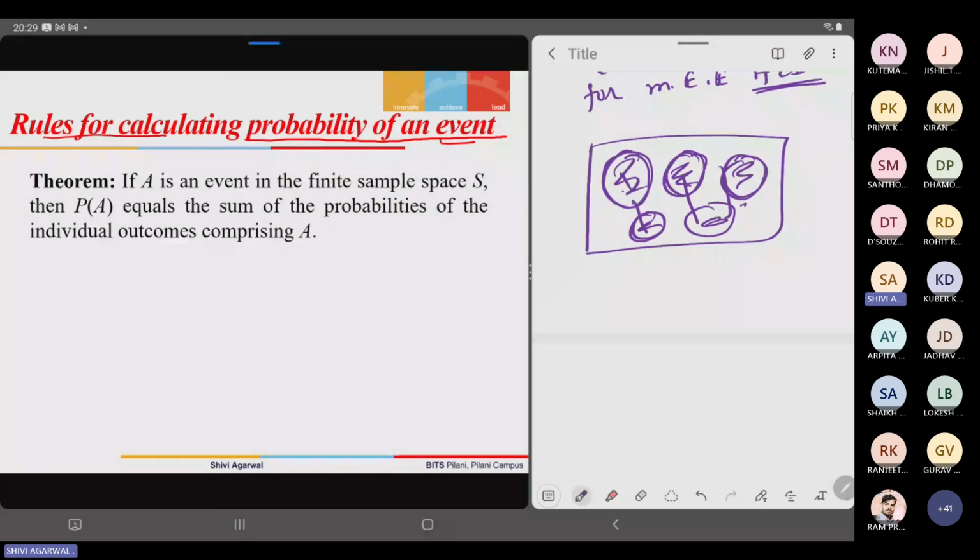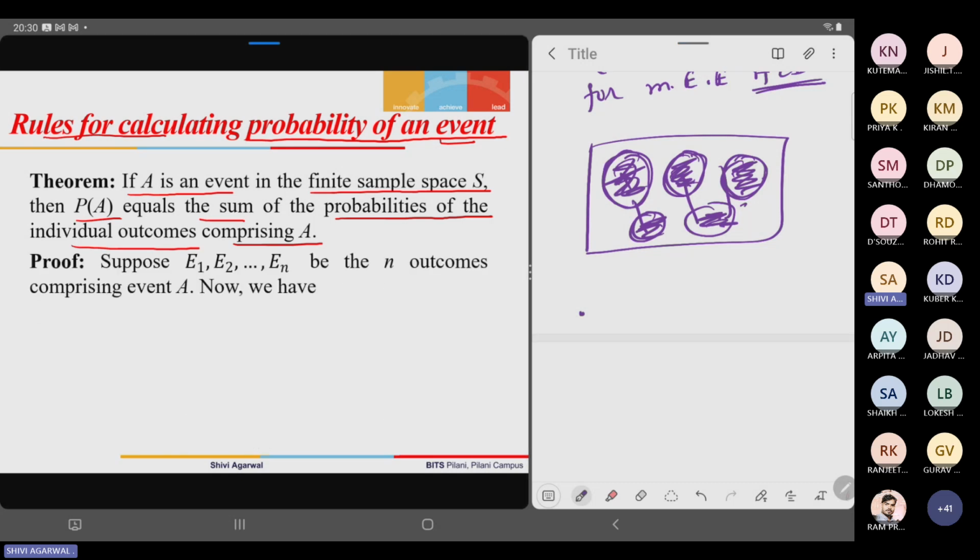It is more important actually. If A is an event in the finite sample space S, then P(A) equals the sum of the probabilities of the individual outcomes comprising A. Okay, sum of the probabilities. For example, the sum of the probabilities of this set, this set, and this set. We are just adding it. The proof: suppose E1, E2, up to En are the n outcomes comprising the event A. Now we have A equal to E1 union E2 union E3 up to En.